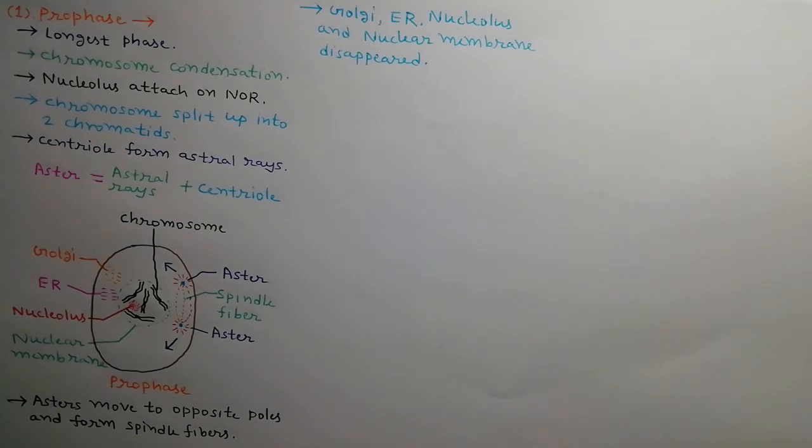Now both asters start moving towards opposite poles and start spindle formation. Spindle fibers are made up of tubulin protein. Nuclear membrane, nucleolus, Golgi and ER disappear.